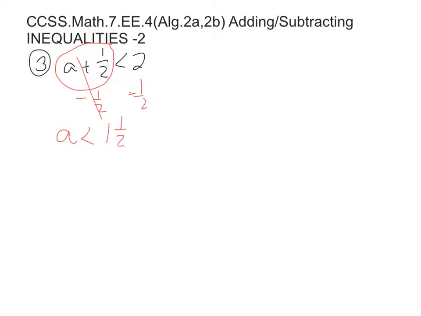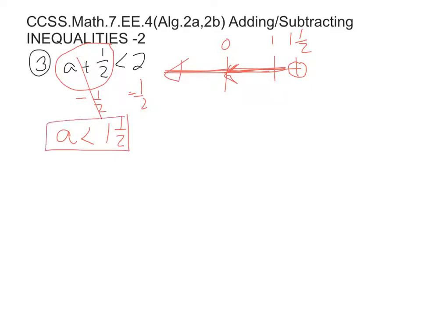Okay, and so when you graph that, you're going to have 0 here, and here's 1, here's 1 1/2, and A is less than. So you're going to open it up here, and it's less than, so it's going to your left. So it's all of these numbers here going to your left. It does not include 1 1/2 because it's not equal to it, so it's less than.